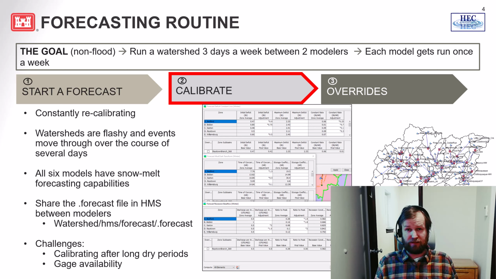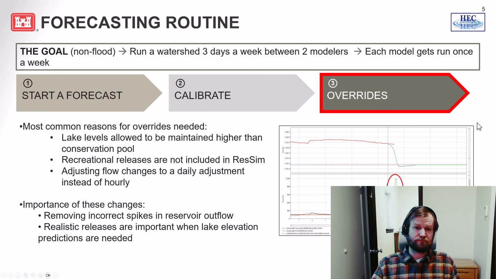Also, gauge availability. There are some areas in the watershed where there are a lot of ungauged areas, and without that data, it's hard to calibrate what those unregulated flows would be. The next step is to place overrides in the ResSim model.